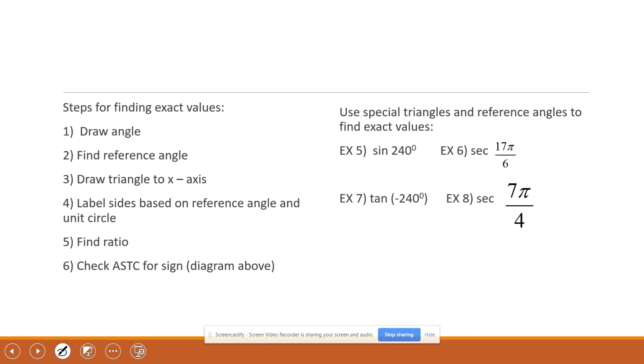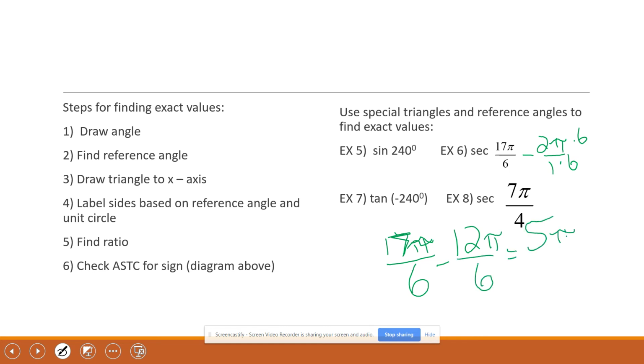Let's try the next one. Example 6, 17 pi over 6. Let's again check to see if maybe we went a full circle around and then more, so we can find out how much more we have to go around. We're going to subtract 2 pi from that because remember 2 pi, 360 degrees, that's a full circle around. So I'm going to multiply by 6. We have 17 pi over 6 minus 12 pi over 6, which is 5 pi over 6.